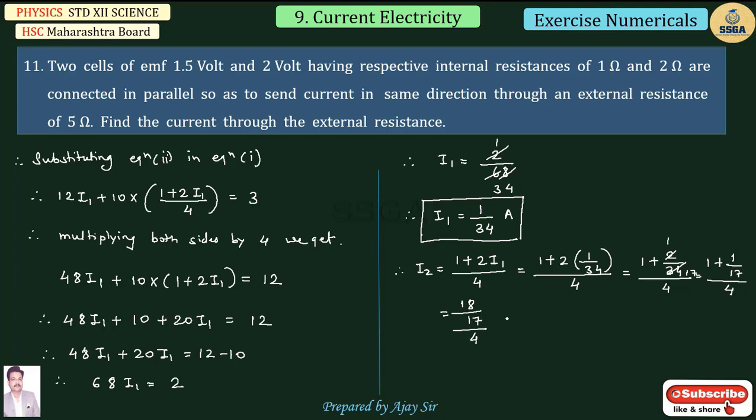Then we can write this as 18 divided by 17 into 4. Now 2 2s are 4, 2 9s are 18. So therefore this is 9 by 34. So I2 is equal to 9 by 34 ampere. And let us find the value of I1.